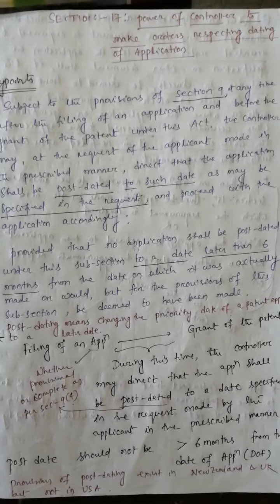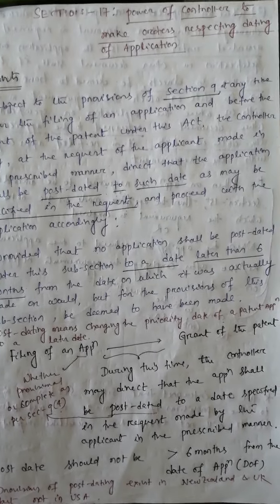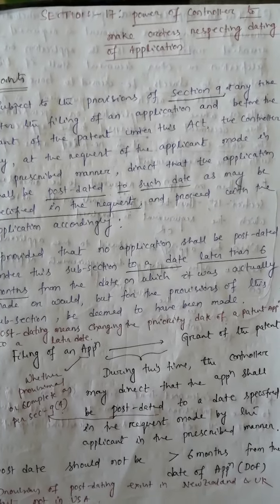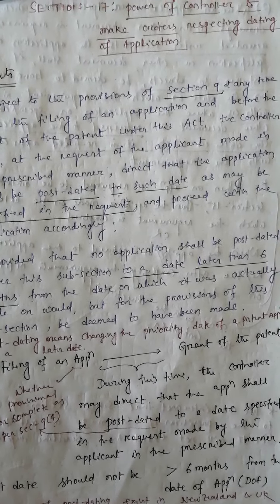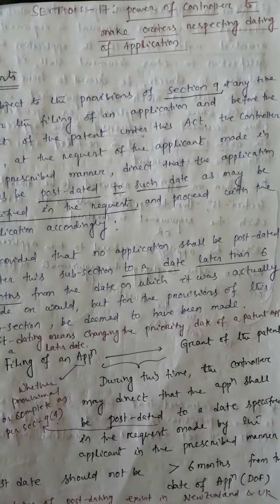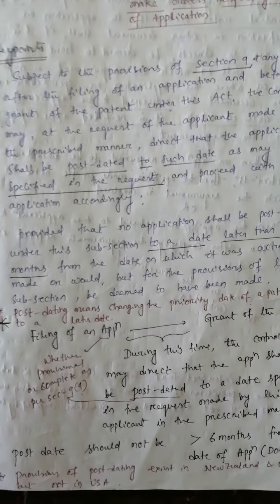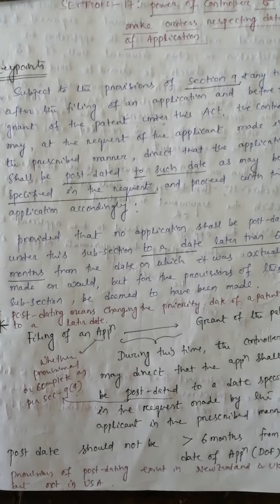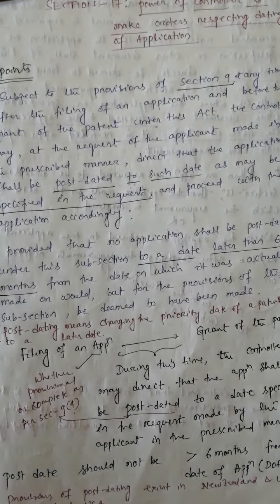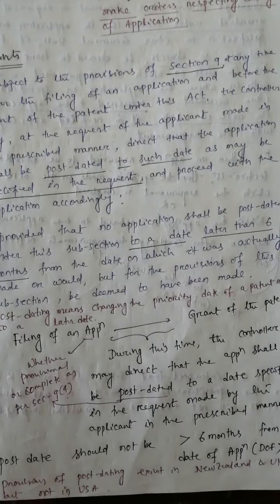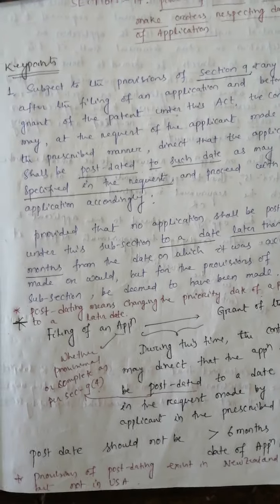Dear friends, today I will explain Section 17 of the Indian Patent Act, or the Patents Act 1970. The title is Power of Controller to make orders respecting dating of application. If you go through the section in detail, you can just remember this section as the section for post dating. Fine? Now, let me proceed with my key points.